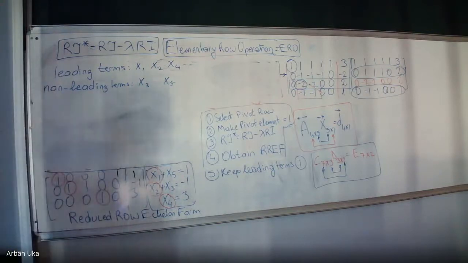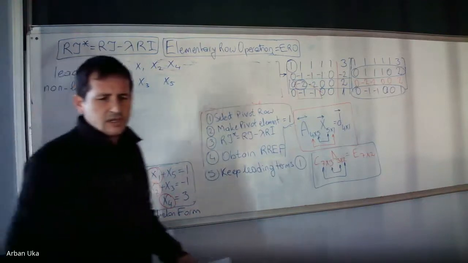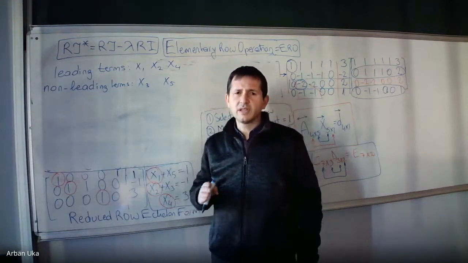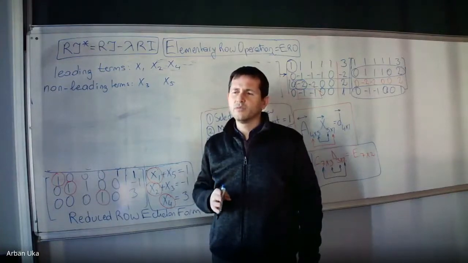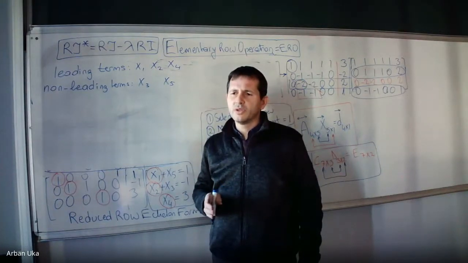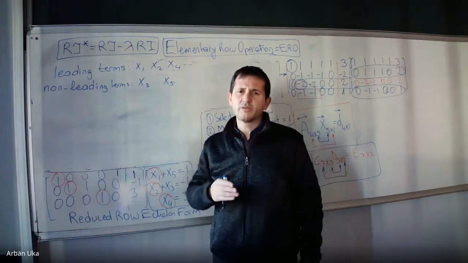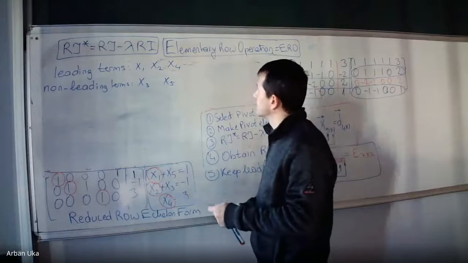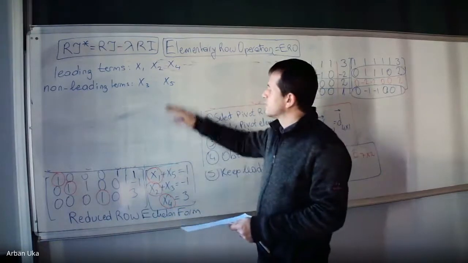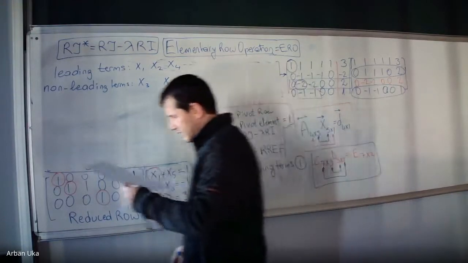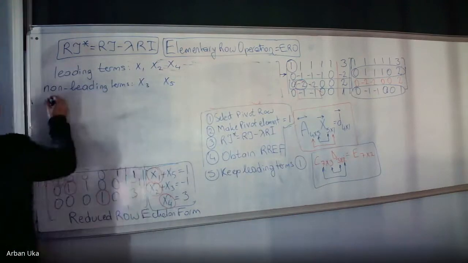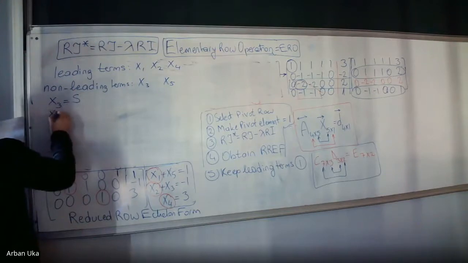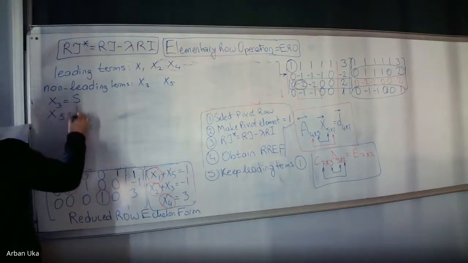Now, x3 and x5, we call these free variables. Okay, so they are free. They can get any value. It's the same way where you have a point, but this point is a part of a line. So let's call these free variables. And then we can write x3 as equal to s, and x5 as equal to t.